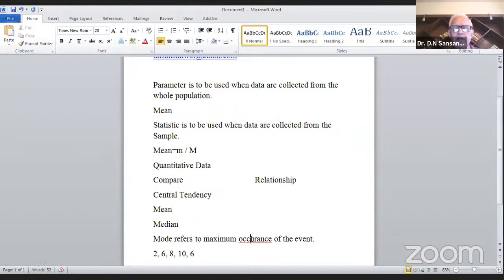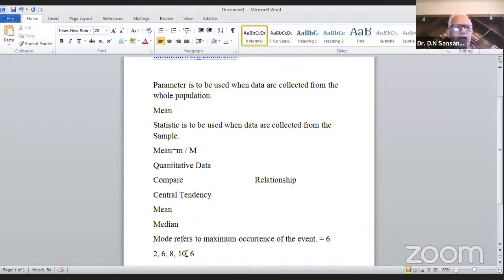Now, in this particular case, what occurs the maximum number of times? 6 is occurring twice. So 6 is the mode. I repeat, 6 is the mode because 6 occurs 2 times. 2 occurs once, 8 occurs once, 10 occurs once. Now, when I computed the mode as 6, I did not use 2, I did not use 8, and I did not use 10. So that means when you compute the mode, you are not using the entire collected data.